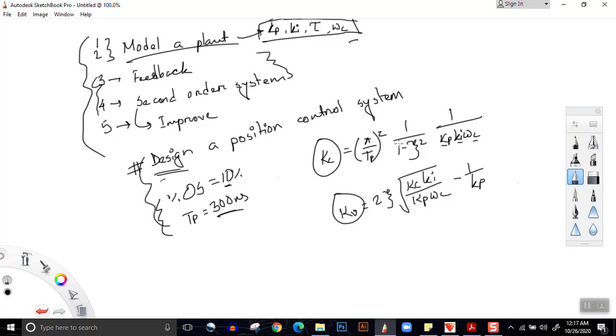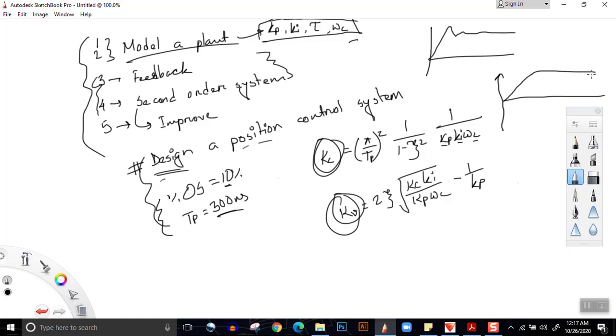Since you are not actually doing this design part of the experiment with the hardware, I'm just telling you what would happen. You're designing for a percentage overshoot of 10% and Tp of 300 milliseconds, so the output should look something like this. But when you actually put in the values of Kv and Kc, what would happen in the actual system? The output will look like this. You're designing for an underdamped system, but the output will become overdamped.